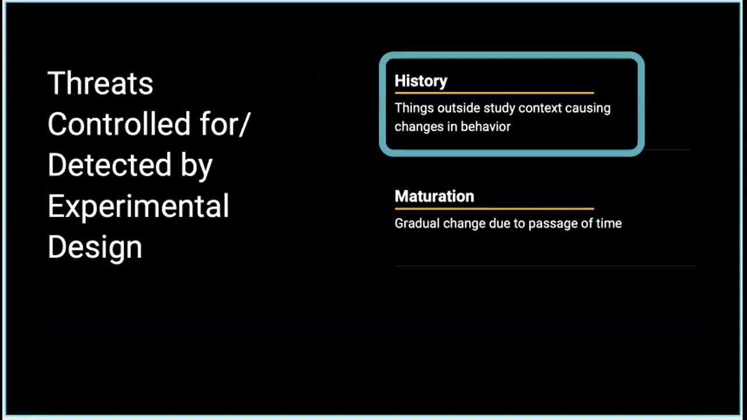I would say that history and maturation are sort of the big two threats, and they're the two that are primarily controlled for via condition ordering. So history is anything that happens outside of the study that results in behavior change.